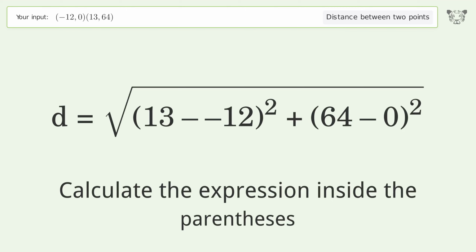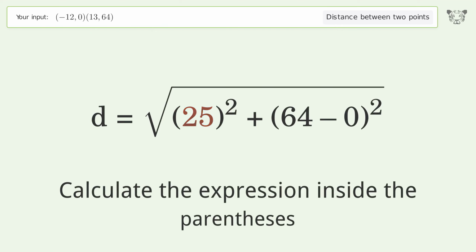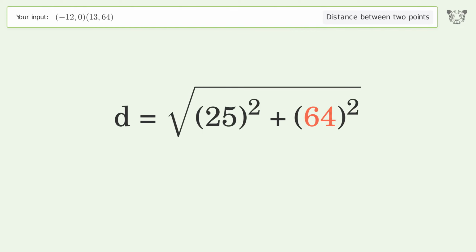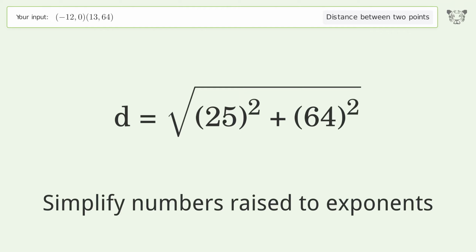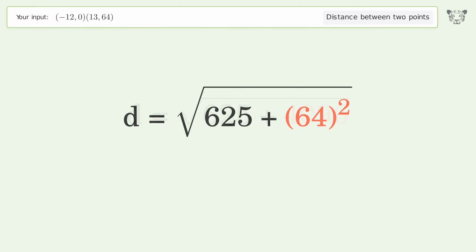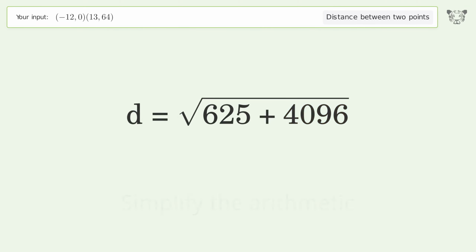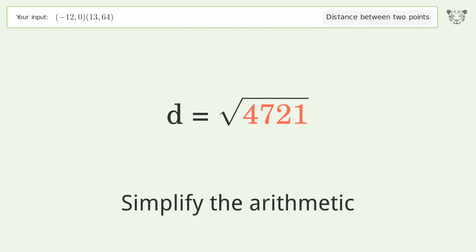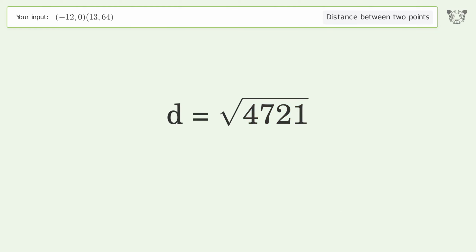Calculate the expression inside the parentheses. Simplify numbers raised to exponents. Simplify the arithmetic. And so the distance between the 2 points is the square root of 4,721, or 68.71.